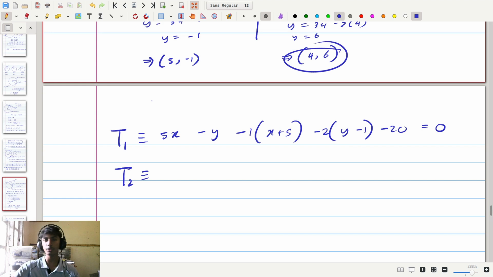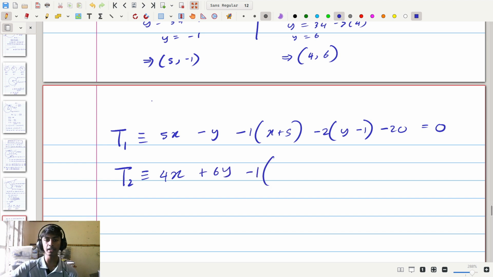For the second one, we need to use these coordinates. Doing so, we get 4x and then plus 6y minus 1 times x plus the x coordinate, which is going to be x plus 4, and then minus 2 times y plus the y coordinate, which is going to be y plus 6, plus the constant which is minus 20 equals 0. Now we can simplify these.